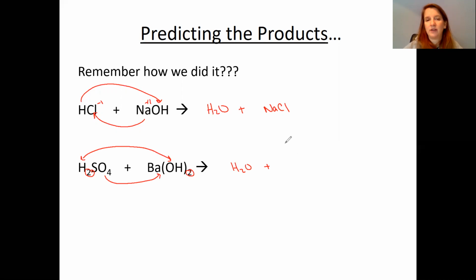So what's the charge on barium? Barium has a +2 charge. What's the charge on sulfate? SO4, 2-. So barium sulfate would be written as BaSO4. Then we would go back and balance the reaction by putting a 2 in front of our water. Okay.